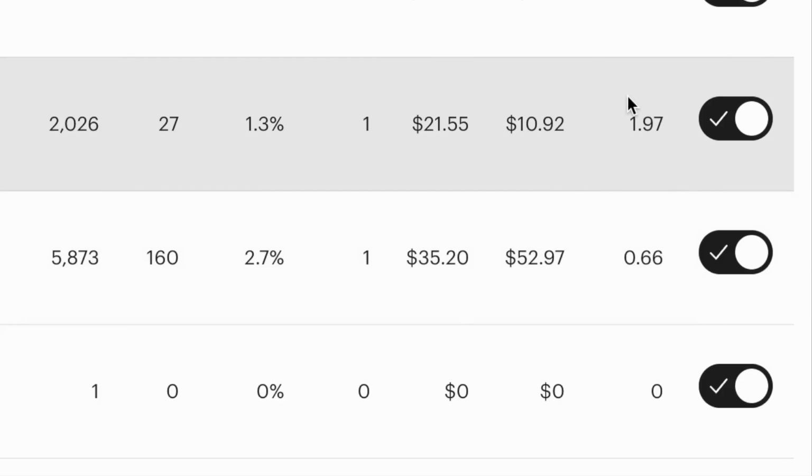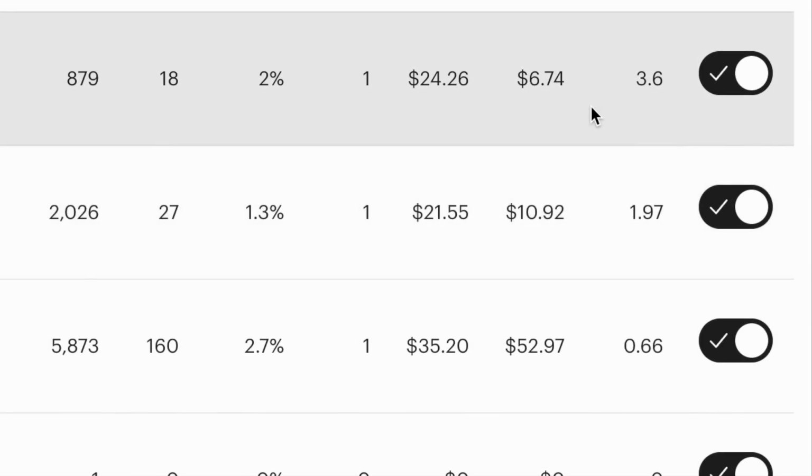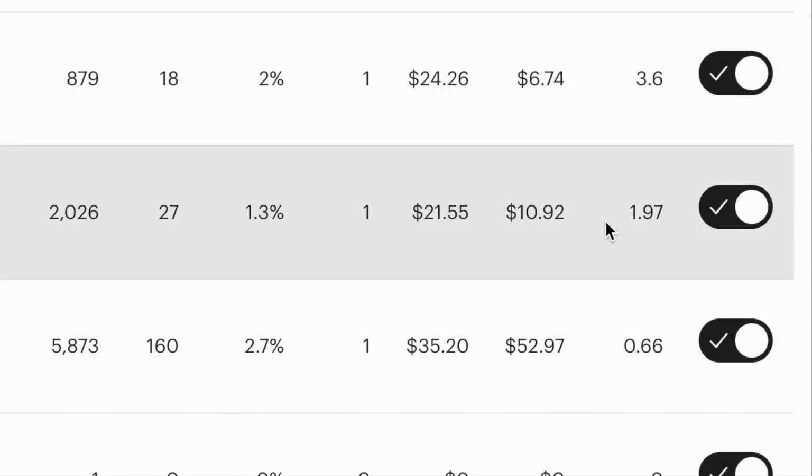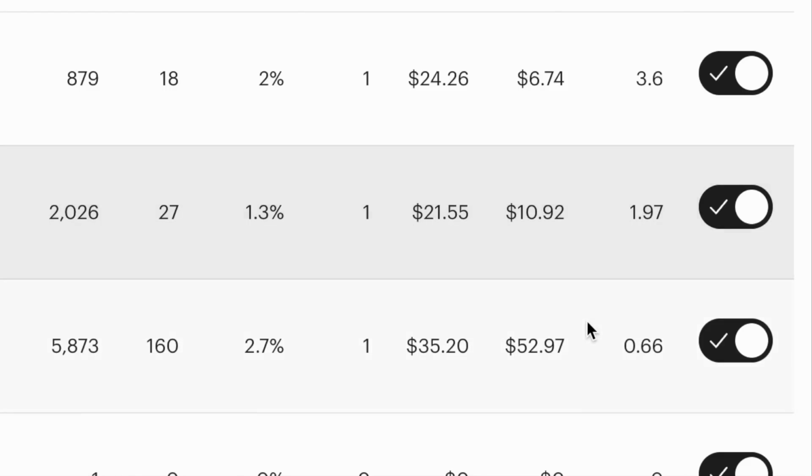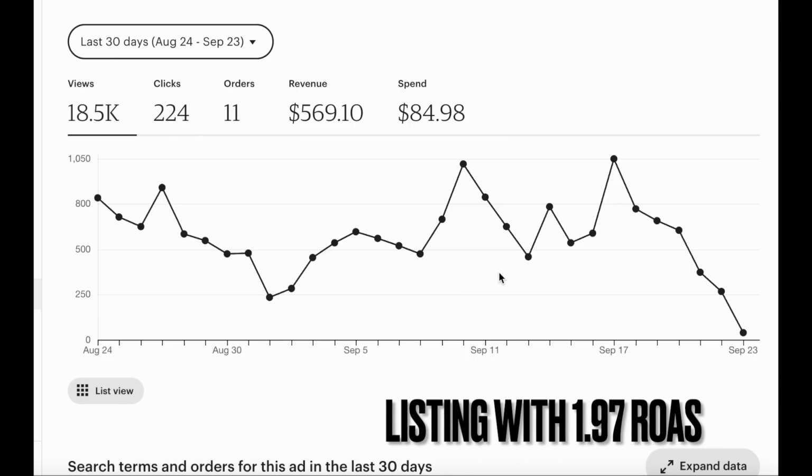So here we go. I've only got 2 of them over here. This one here is a 3.6 at the top. So it's probably just about breaking even or making a little bit of money, but these 2 would be losing me some money. Step 1 is to take a look at these 2 with the 1.97 ROAS and the 0.66 ROAS. I've just clicked into that first one with the 1.97 ROAS. And the first thing you're going to notice is that it's filtered again for the last 30 days. That's just going to be automatic when you open it up.